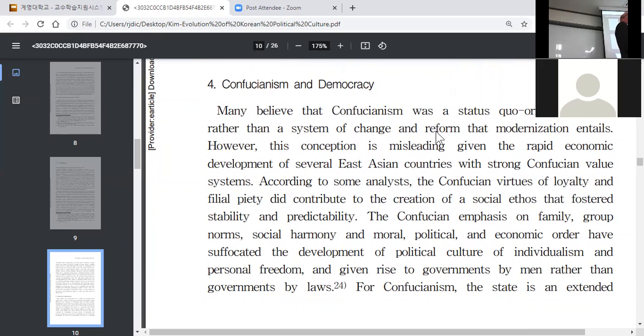Some people have suggested that that blocks democracy. That democracy requires people with a broad social perspective, not a family perspective. That democracy says, I have the right to change. I can become rich. Everybody can become president. That's the opposite of the social stability, political stability that Confucianism promoted.